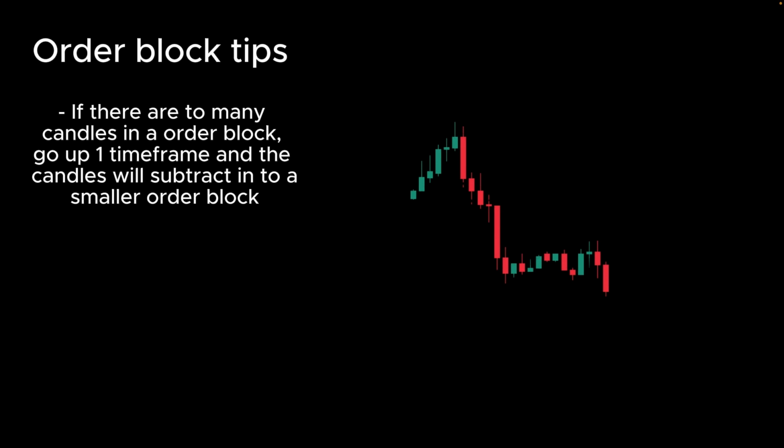So for example, here, you can see this has got the aesthetic of a bearish order block, right? But there's just too many candles. It's not necessarily that clean. However, you can see when I go up a time frame, these candles condense into a smaller amount of candles, right? So they subtract into a smaller amount of candles.